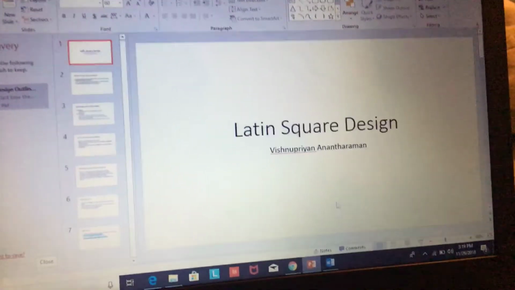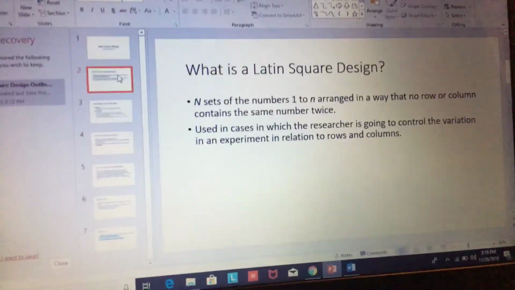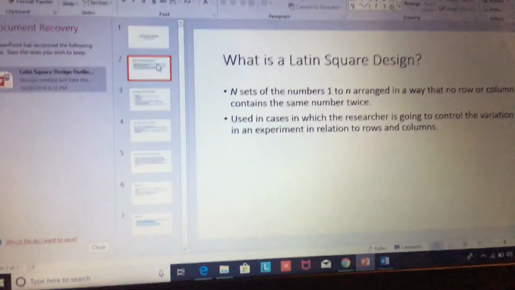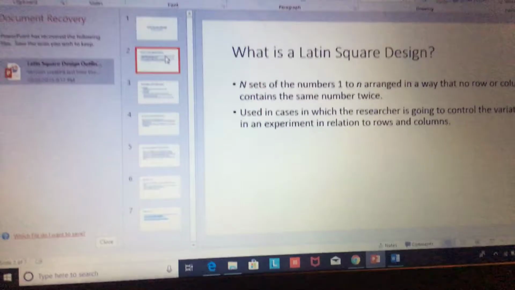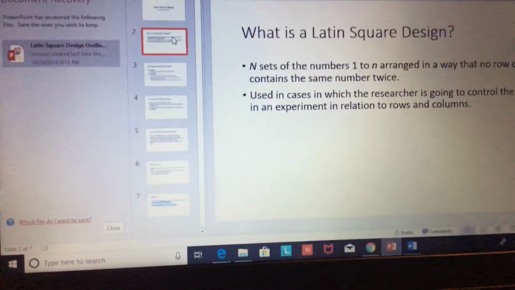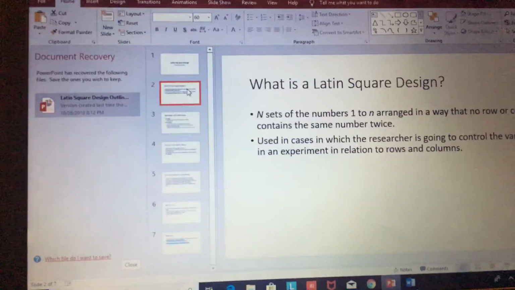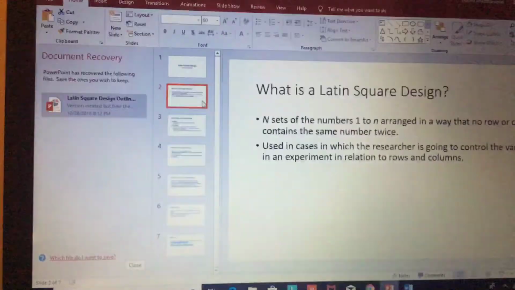Now this is the Latin square design, an n set of numbers from 1 to n arranged in a way that no row or column contains the same number twice, and it's used when the researcher is going to control the variation in an experiment in terms of rows and columns.